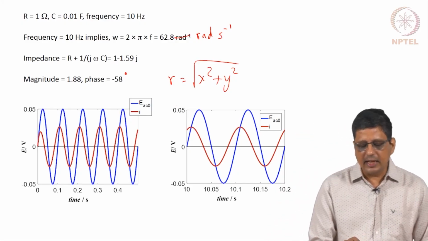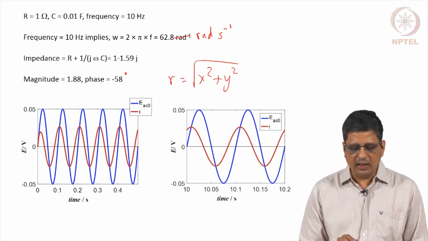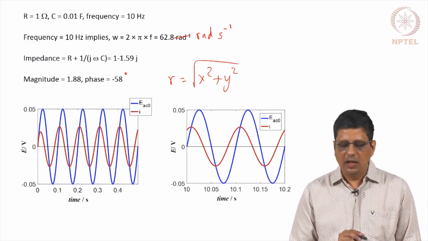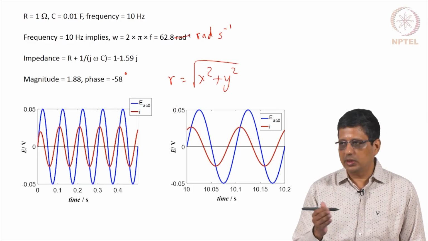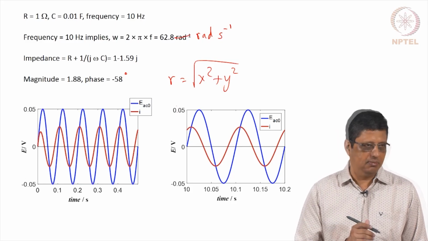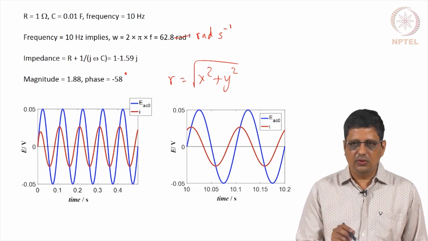Here within a cycle it stabilizes, second to third cycle there is not much difference, but later we will see an example where it takes longer time to stabilize. It is not one cycle, you may have to wait for many cycles. Now, how do I know that these two results are correct?